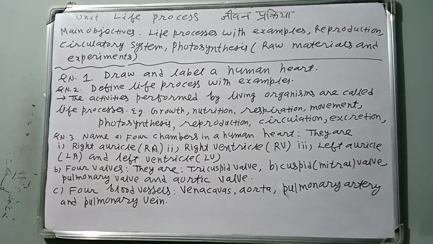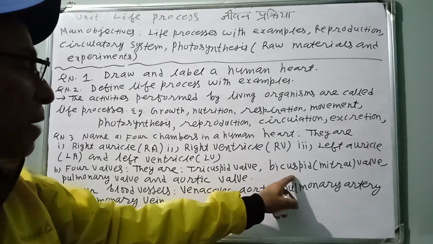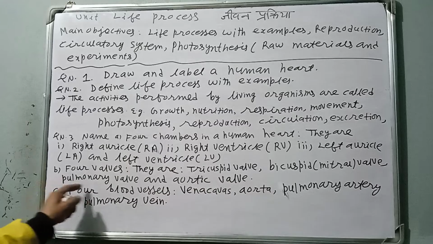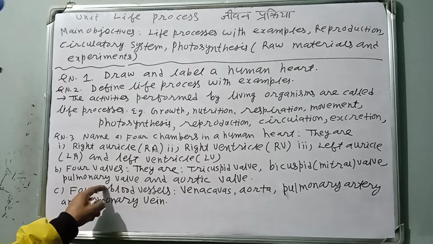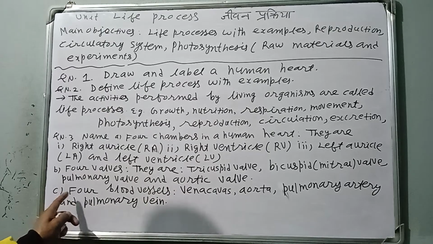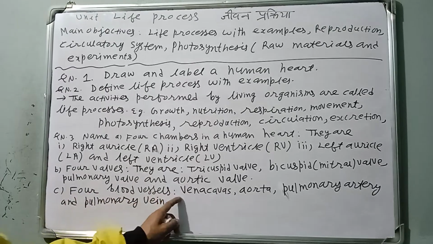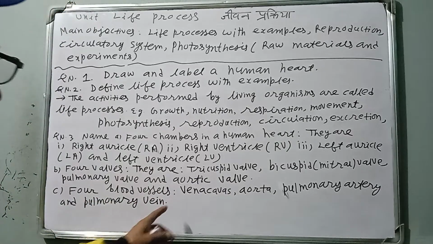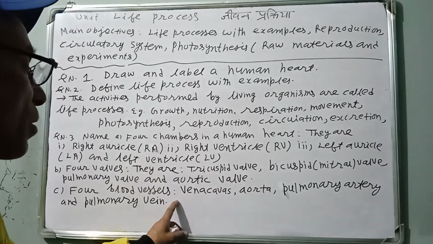Again, the tricuspid valve has three flaps; then the bicuspid or mitral valve, the pulmonary valve just like the pulmonary artery, and the aortic valve, just like the aorta. Four blood vessels in the human body. Blood vessels are tubes through which blood flows.